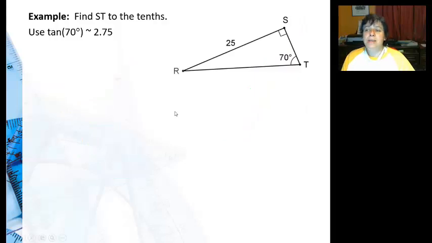For the next example, we're trying to find ST to the 10th value. And here's my angle, it's 70 degrees, and I looked up the tangent for you already, it's 2.75. So here's the hypotenuse, there's my angle, there's the opposite. You see how that leg is not touching that angle? That helps you know it's the opposite. Here's my adjacent leg, that's the one I'm looking for, ST.